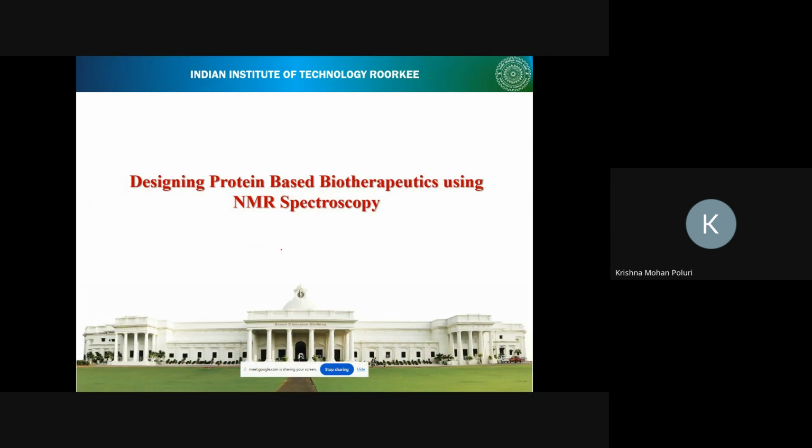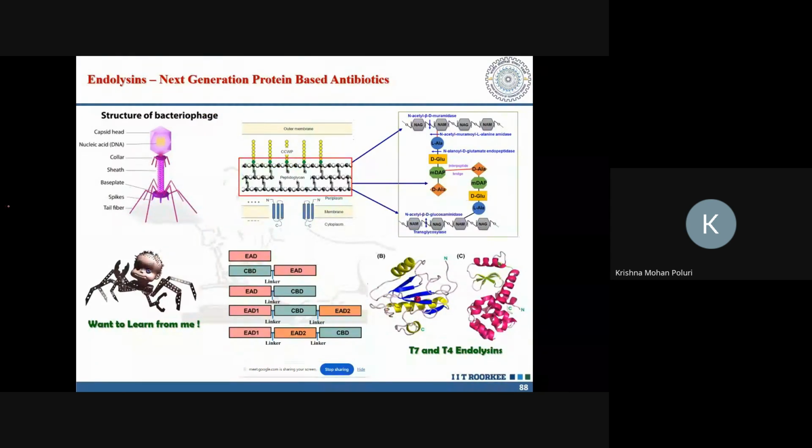Okay, so I will give you one more example for another 10-15 minutes or so. This is again a different class of protein where you can engineer proteins also. Not only can you study proteins, but you can also engineer proteins for it. Okay, so this is another class of protein, which are called the bacteriophages. So bacteriophages have some proteins called endolysins.